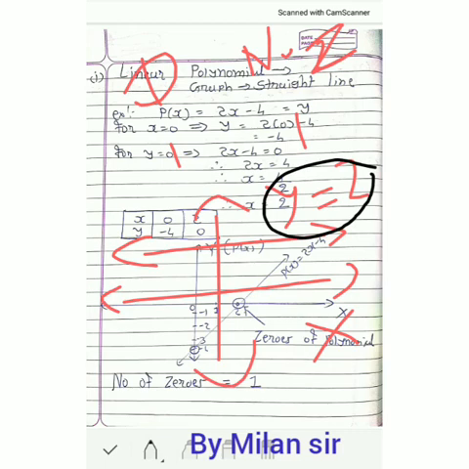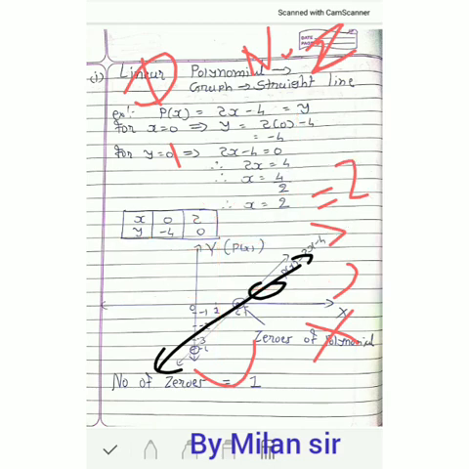Now remember, zero polynomial and linear polynomial. Zero polynomial means a constant value, so here a constant value we can find, so it is called a zero polynomial. It is not called a linear polynomial. So a linear polynomial always intersects the graph at one point. That's why the number of zeros in a linear polynomial is always 1.